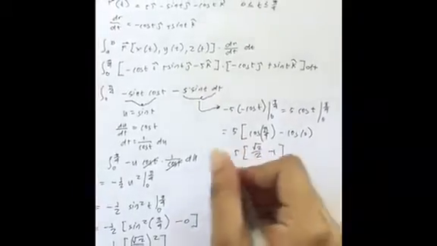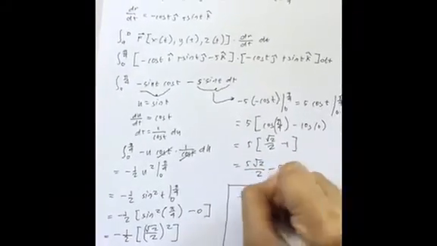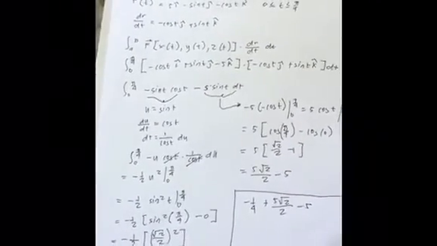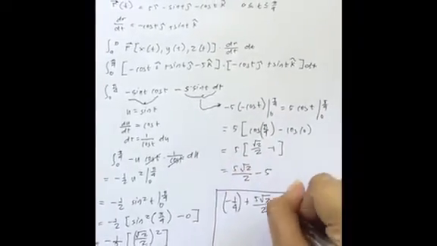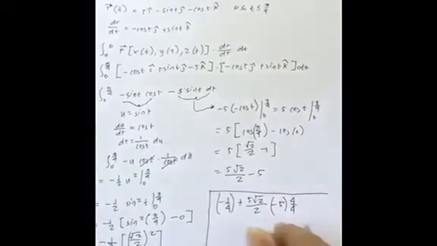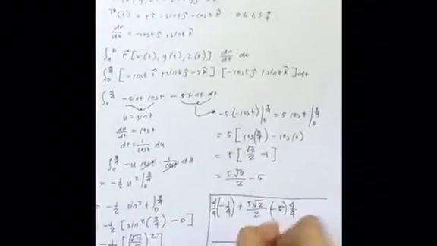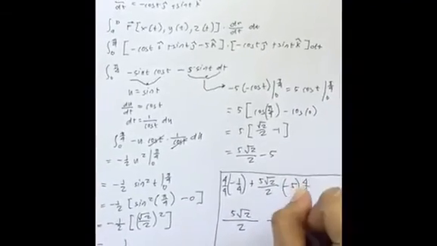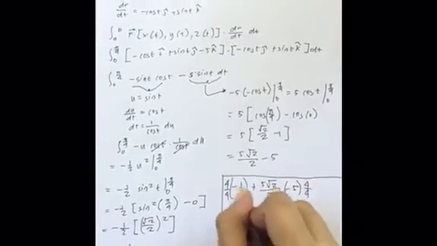So for the answer, you will just combine this and this. So the answer is negative 1/4 plus 5 square root of 2 over 2 minus 5. Then multiply the 5 by 4 over 4, so that you will have the fraction answer: 5 square root of 2 over 2 minus 21 over 4. So this is the final answer.